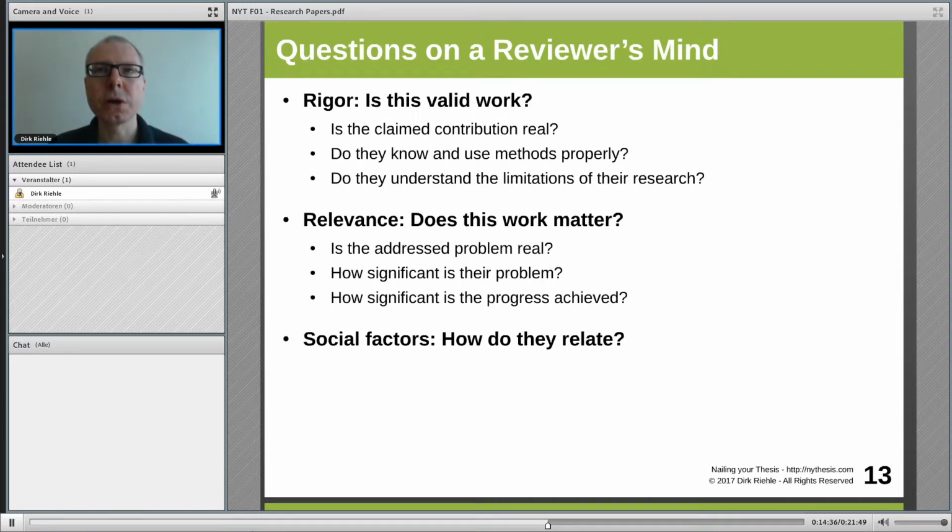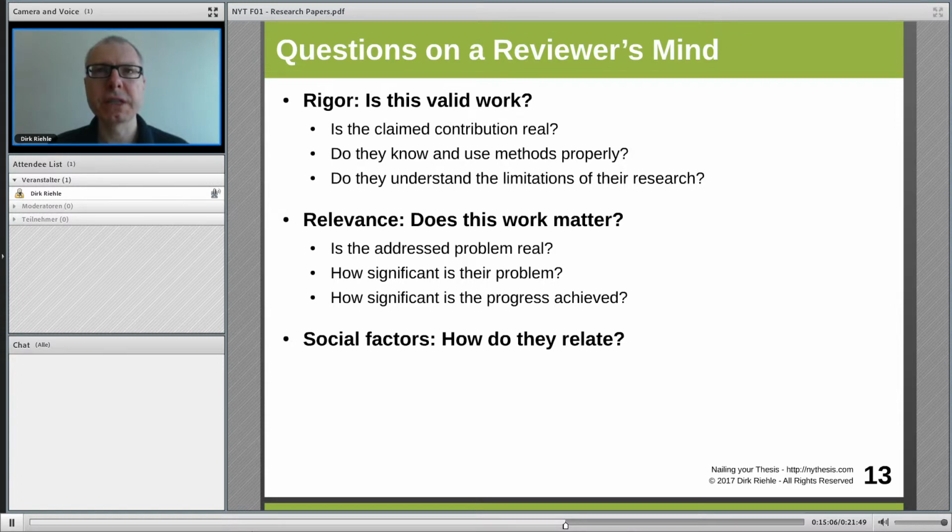is the work, how important is the work, which may, for example, balance out some lack of rigor if you can only show that there are serious, important insights to be gained, even if there is some uncertainty about some aspects in it. So is the addressed problem real? How important is the problem? And of course how high or how important is the progress you're claiming, and so on.